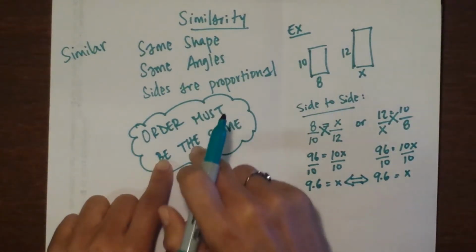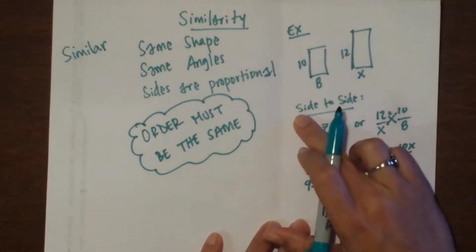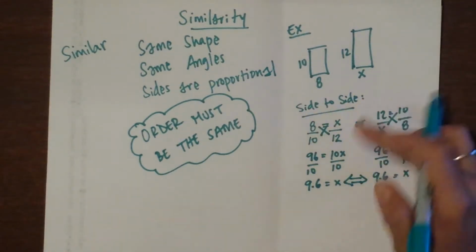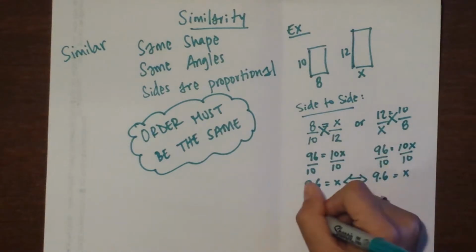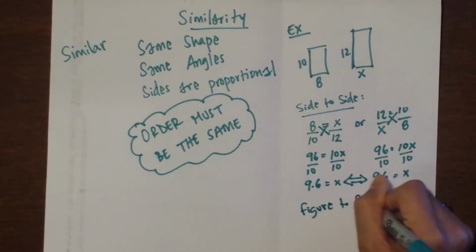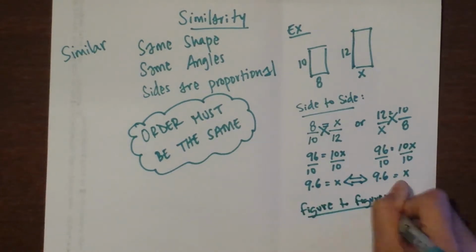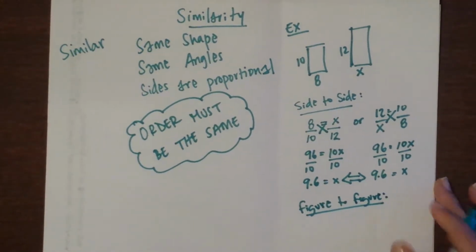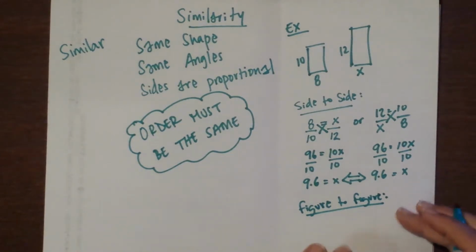Okay, the order is the same. All right, so we looked at from side to side. This is not the only proportion that you could set up. You could actually set up from what I call figure to figure. Again, it doesn't really matter which one you do, just pick one, okay? But after I show you all of them, I'm going to just pick one, and I'll stick to one for every example that I ever do.